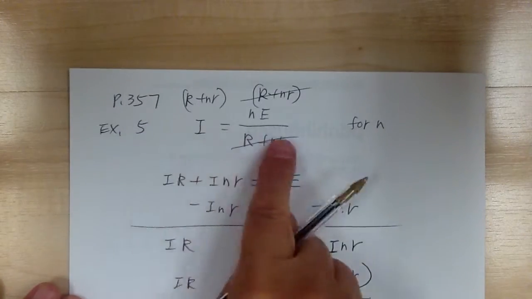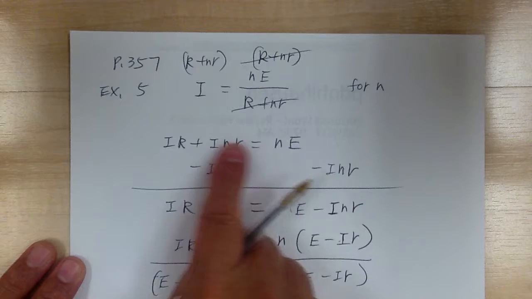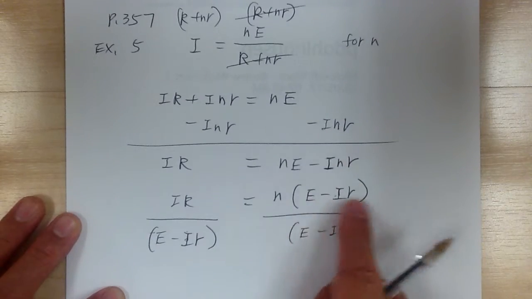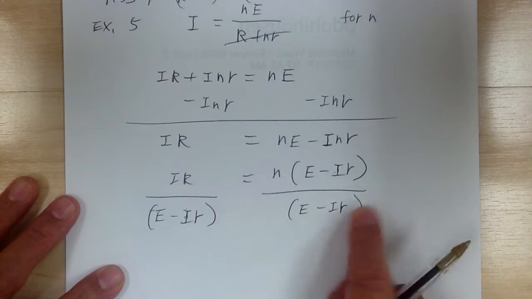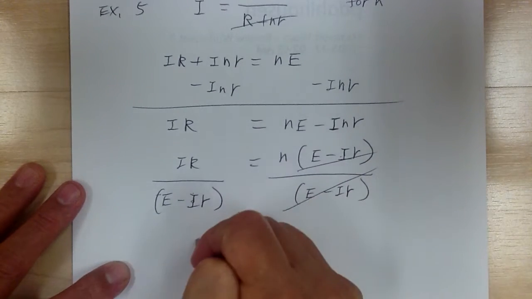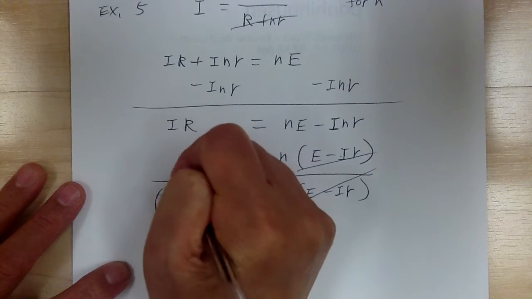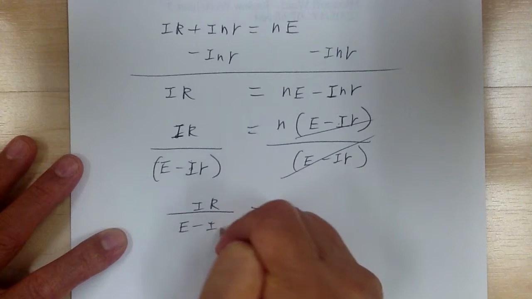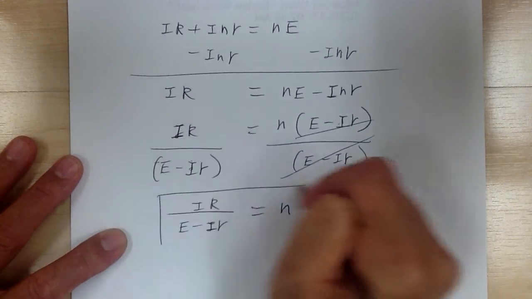Okay, so you can first get rid of the fraction. Then after that you get all the ones you're looking for. Get all the n on one side so you can factor out the n. Then after you can divide by the group. So that's how you get n by itself. So n equal to ir over e minus i small r. And that's your answer.